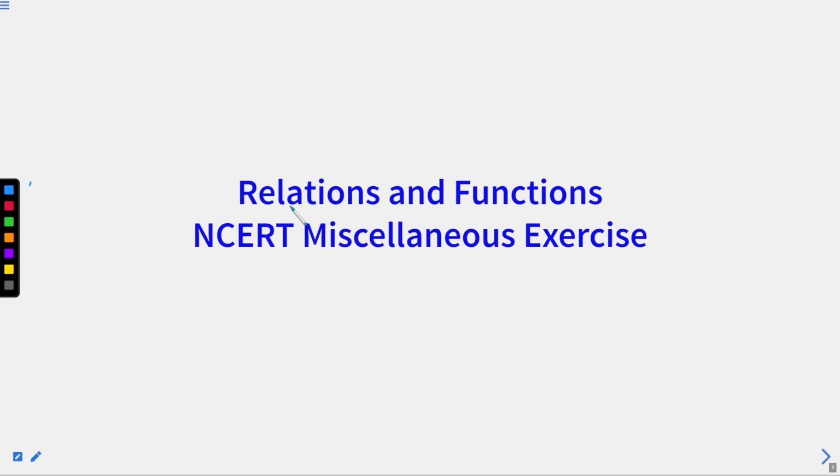Today we will be seeing the NCERT miscellaneous exercise for chapter 1, class 12th, Relations and Functions. We discussed every exercise and theory part. Now it's time for the discussion of the NCERT miscellaneous exercises. So let's see the first question.